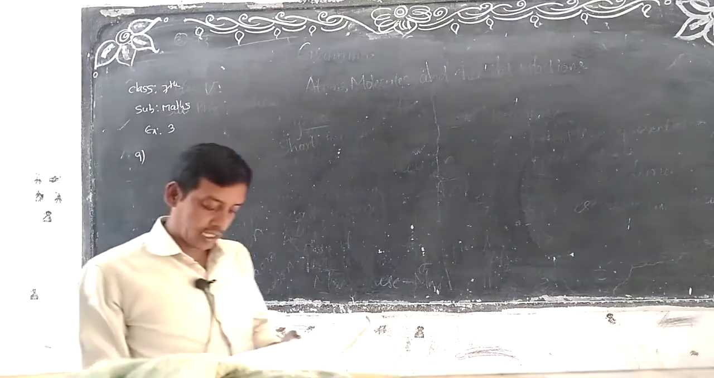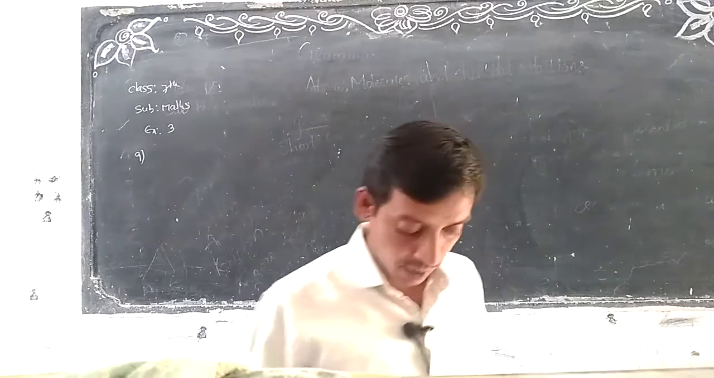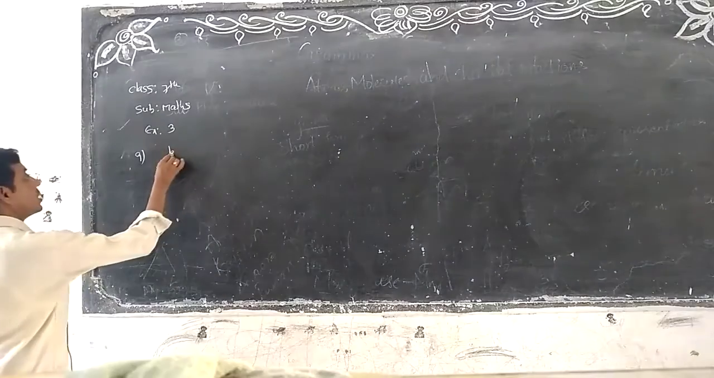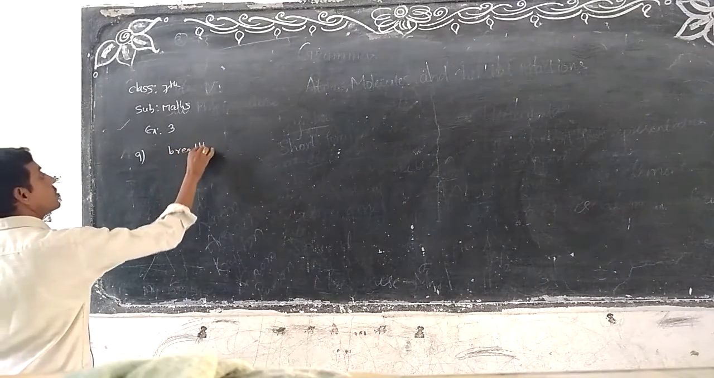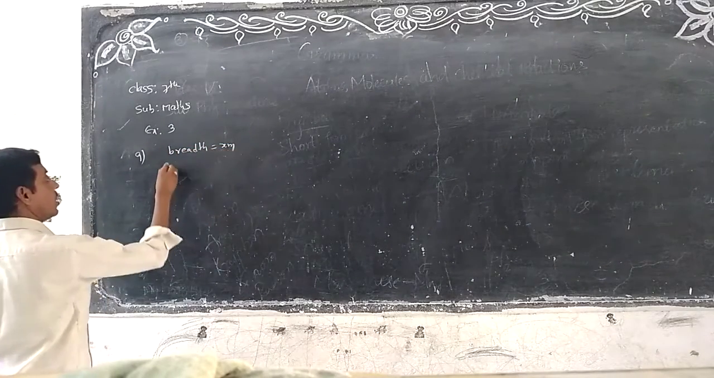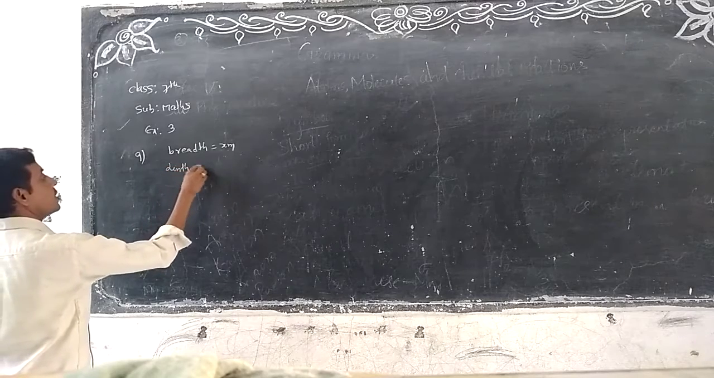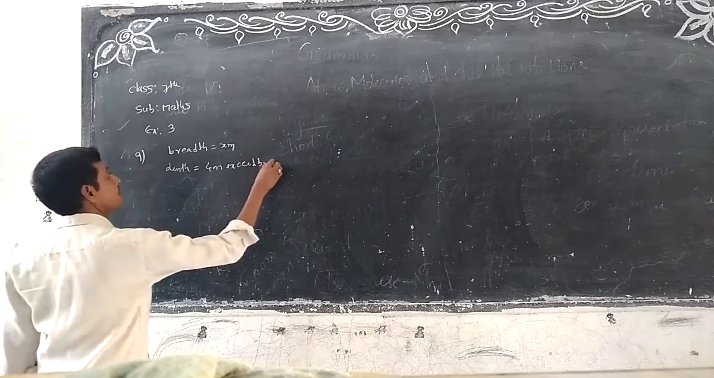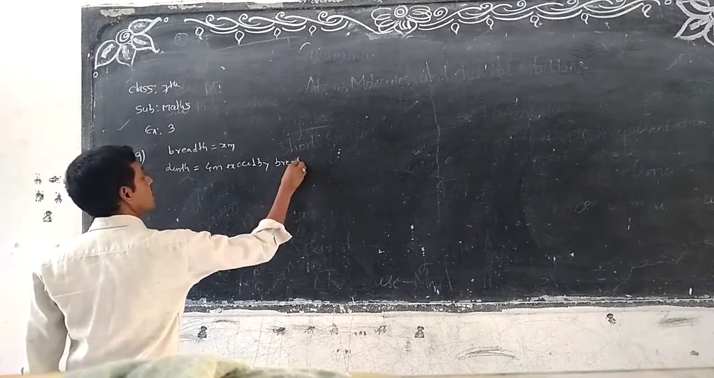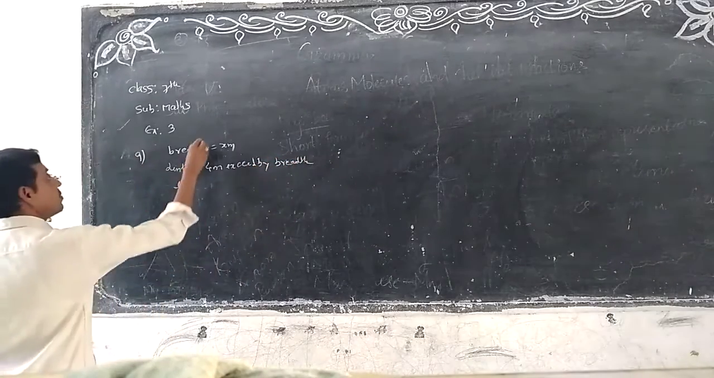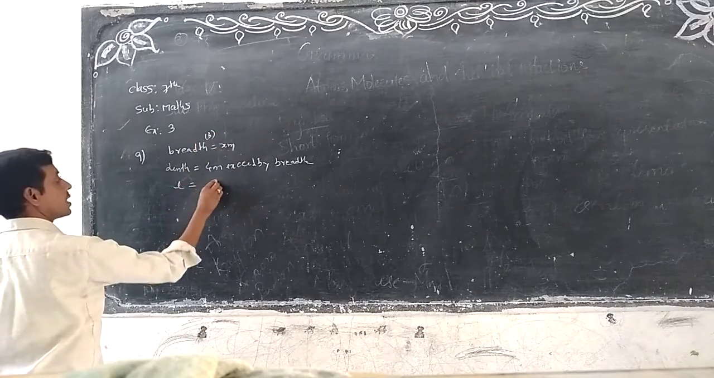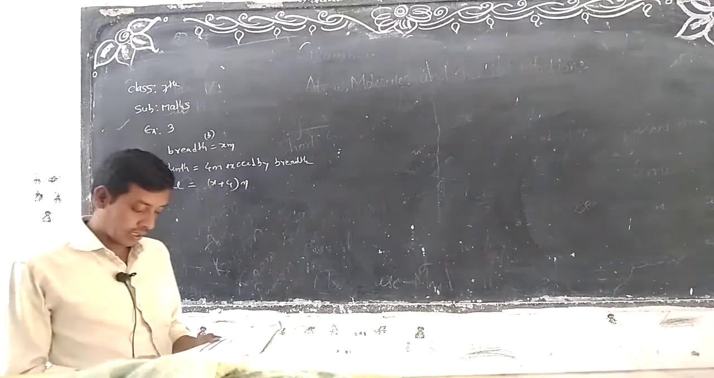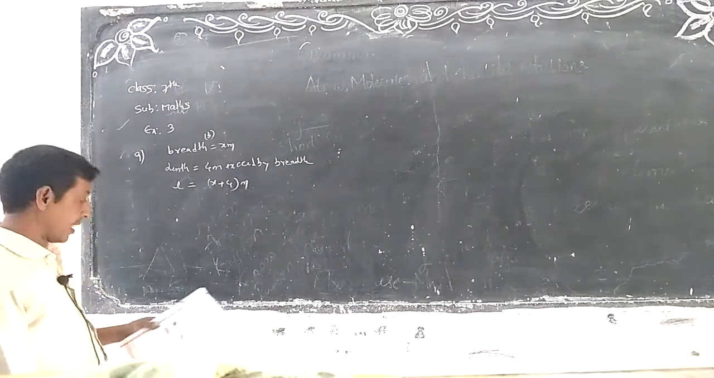Length of rectangle exceeds breadth by 4 meters. So, the length value is given, but the breadth value is not given. So, breadth is equal to x meters. Length exceeds breadth by 4 meters. Breadth means B. Length value is x plus 4. Exceed means plus. Next, perimeter of rectangle.